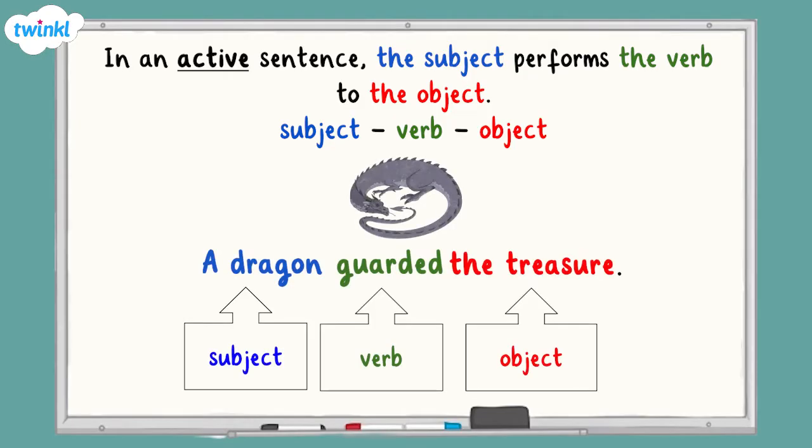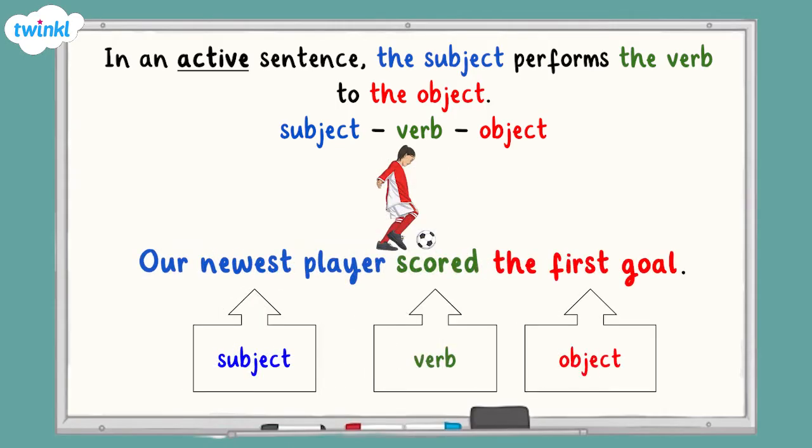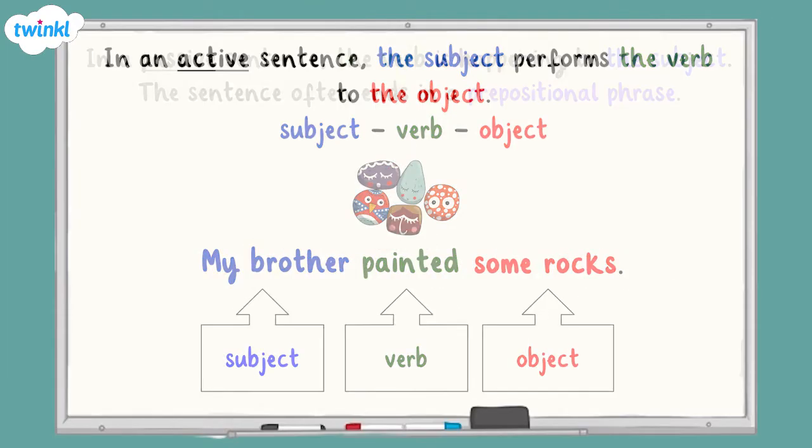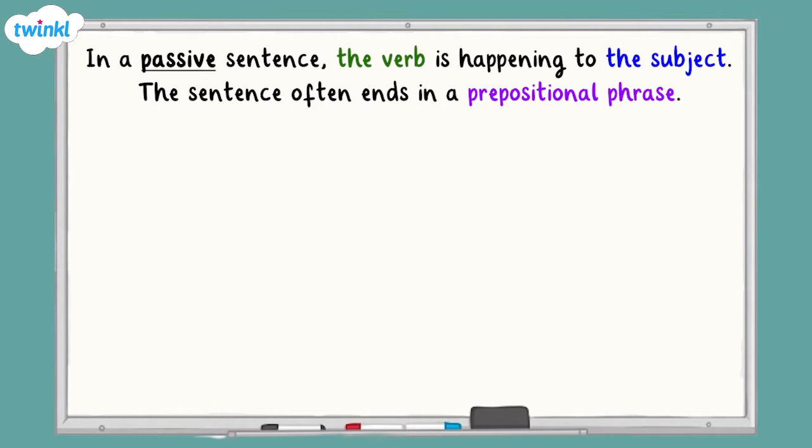The dragon guarded the treasure. Our newest player scored the first goal. My brother painted some rocks. In a passive sentence, the thing that would usually be the object becomes the subject through the use of the passive form of the verb. This subject then has the verb happening to it.